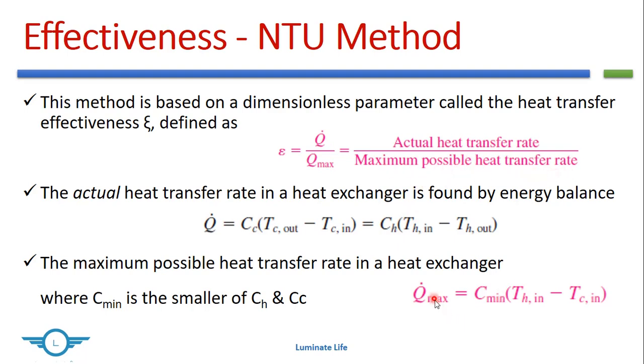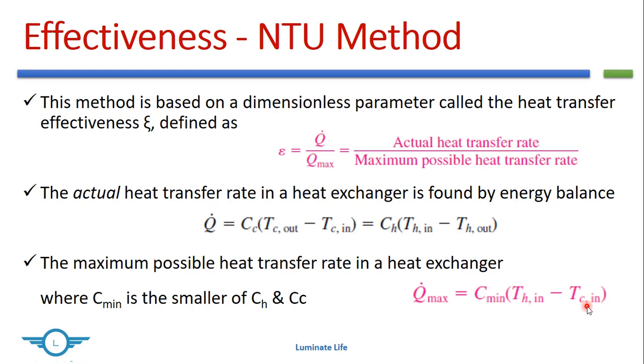So in order to estimate the maximum possible heat transfer rate, there can be a maximum temperature difference within the heat exchanger of Th,in minus Tc,in. That is, we have hot water entering at temperature Th,in. It has to be cooled by cold water entering at temperature Tc,in. Now the maximum reduction in temperature possible is what? The inlet hot fluid can be decreased to a temperature corresponding to the inlet cold fluid.